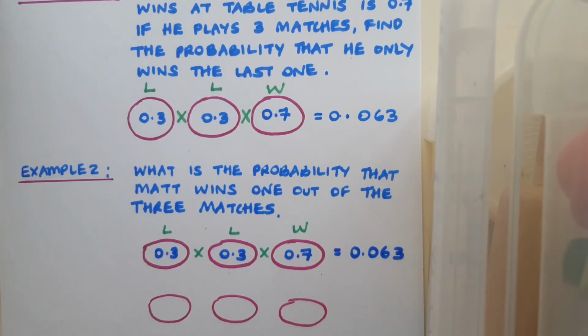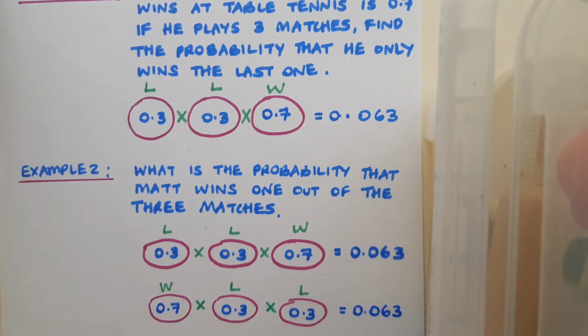But it's also possible that instead of winning the last one, maybe he wins the first one. Remember, I only want him to win once. So if he wins the first game, he must lose the second and third games. The chances of winning is 0.7 and the chances of losing is 0.3. Again, if I want him to win and then lose, I must multiply these values together. And in this case, I also get 0.063.